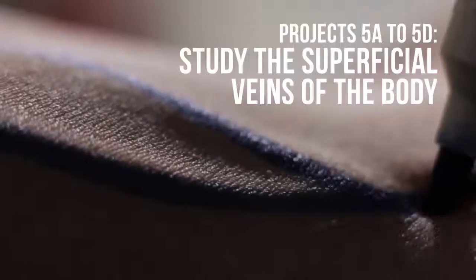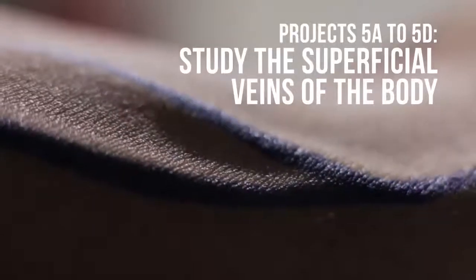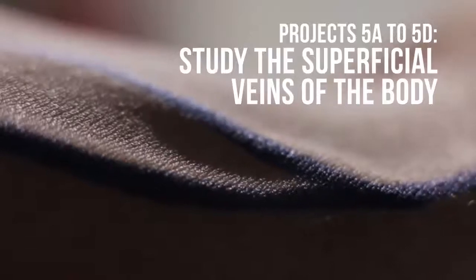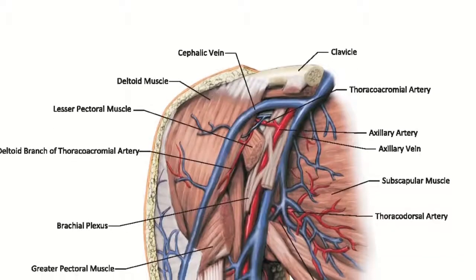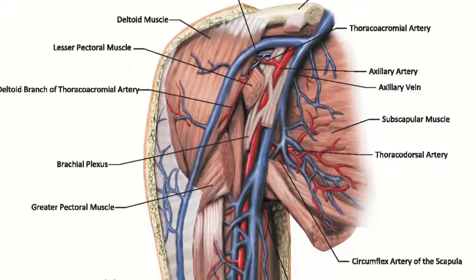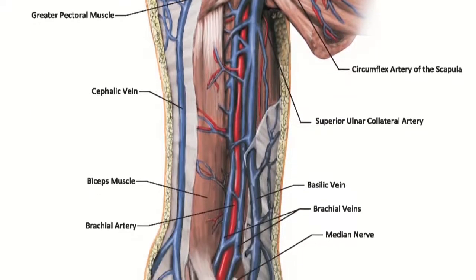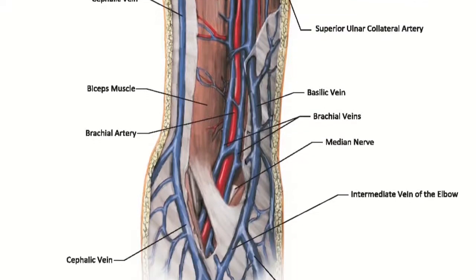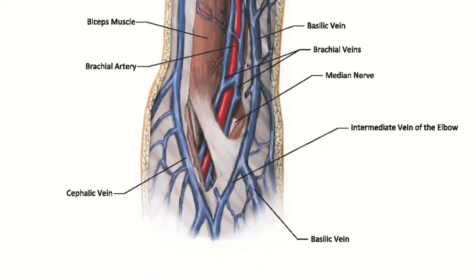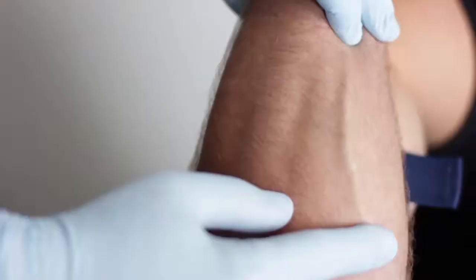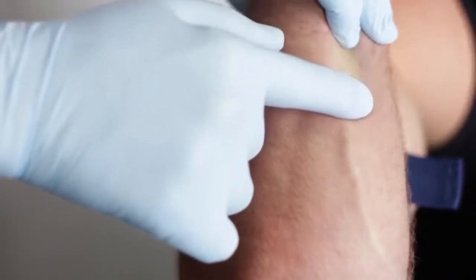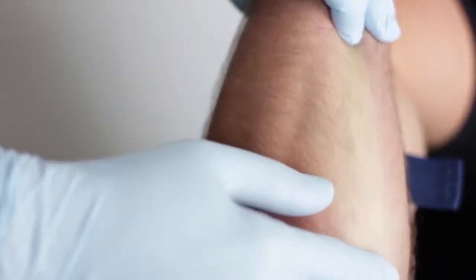Projects 5A to 5D. Study the superficial veins of the body. The veins of the arms are anatomically divided into two groups, superficial and deep. The superficial veins are located immediately beneath the skin, between two layers of superficial connective tissue fascia. For the purpose of this project, we will focus on the superficial veins.